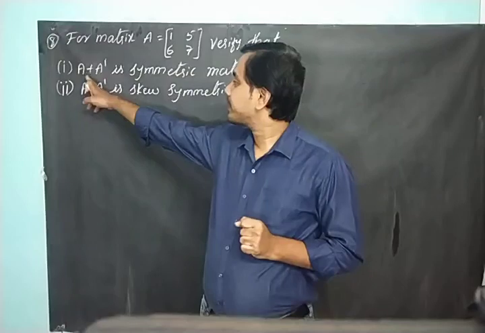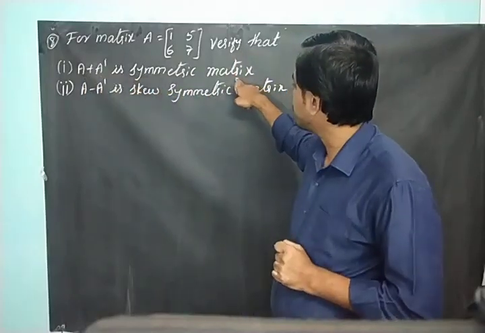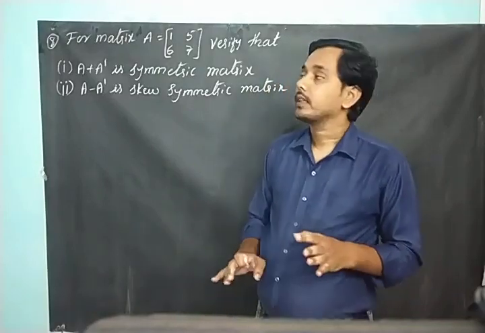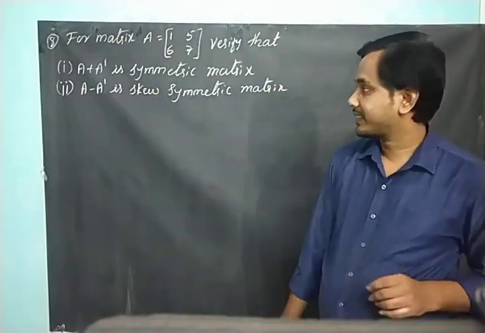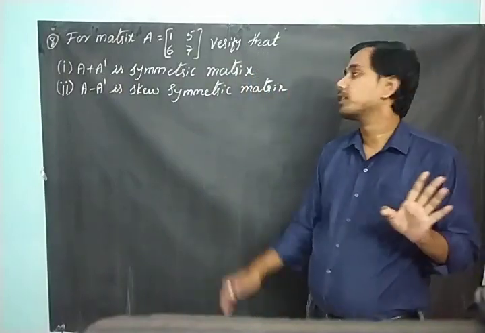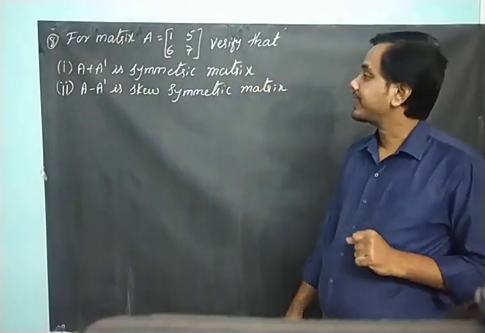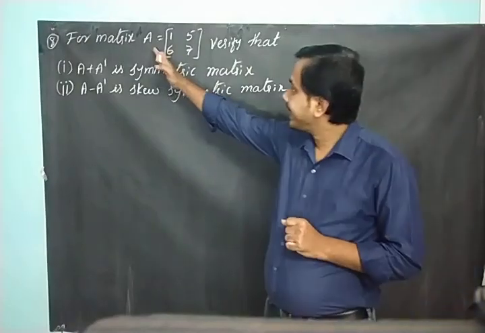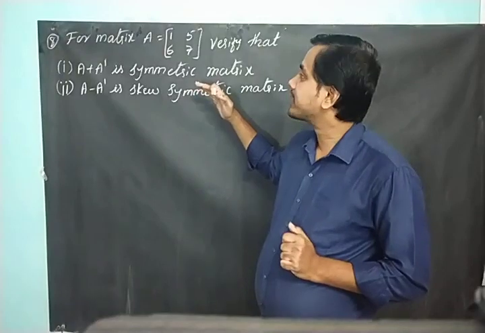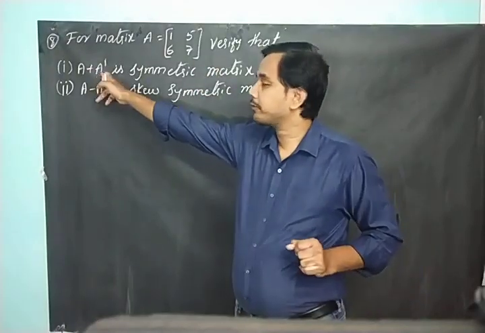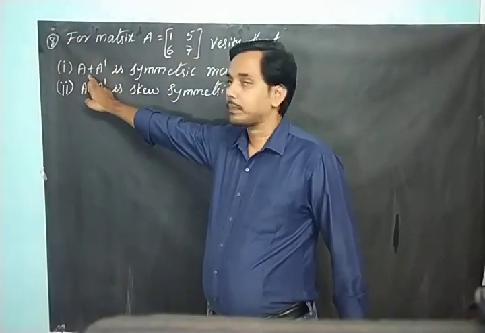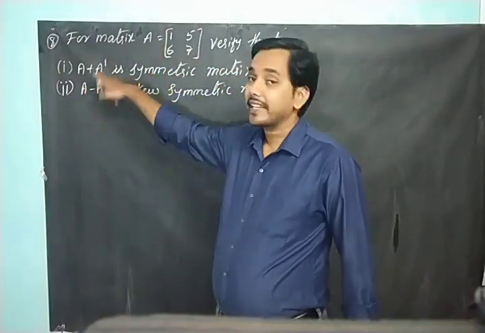When they have asked us to prove that A plus A transpose is a symmetric matrix, then definitely A plus A transpose is a matrix. Then only we can prove it as a symmetric matrix. Similarly, A minus A transpose is also a matrix. Then only we can prove that as a skew symmetric matrix. So A we are having, we can take A transpose. Once we take A transpose, we should add them to get this particular matrix.